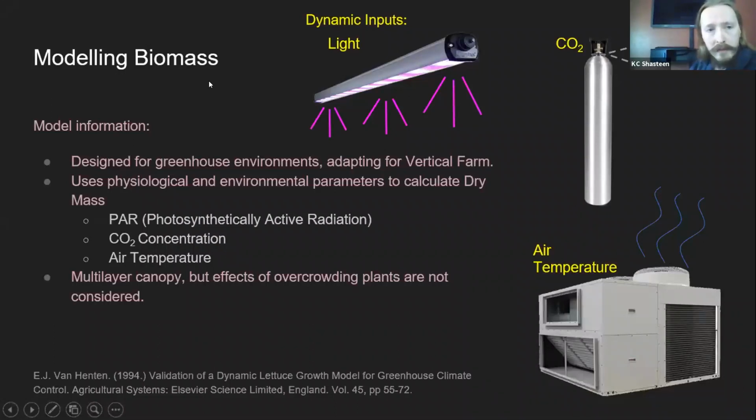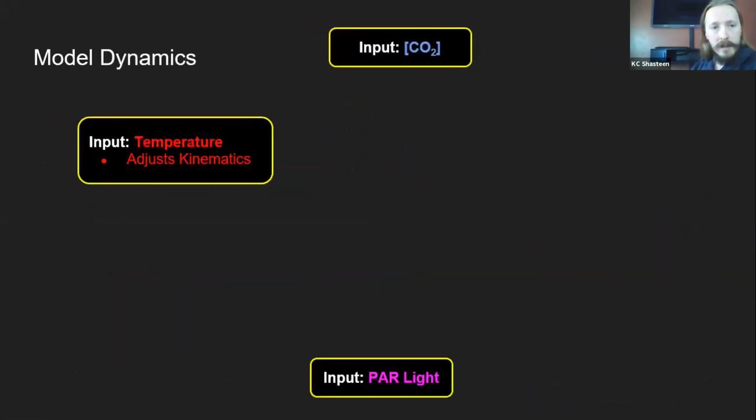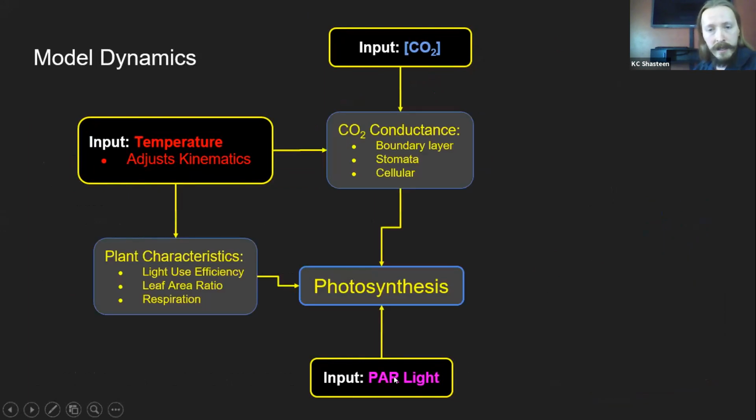So talking about the model for a moment, there are three particular inputs for this model. They are light, the PAR intensity, the CO2, and the air temperature. And the model was originally used in greenhouses, and we're trying to adapt it and validate that it works in the vertical farm setting. So, as I said, the model inputs are the concentration of CO2, the temperature, and the light intensity. And these factors are fed into equations which then take other constants that are from previous research that characterize the plant's light characteristics and its ability to sequester CO2 from the air.